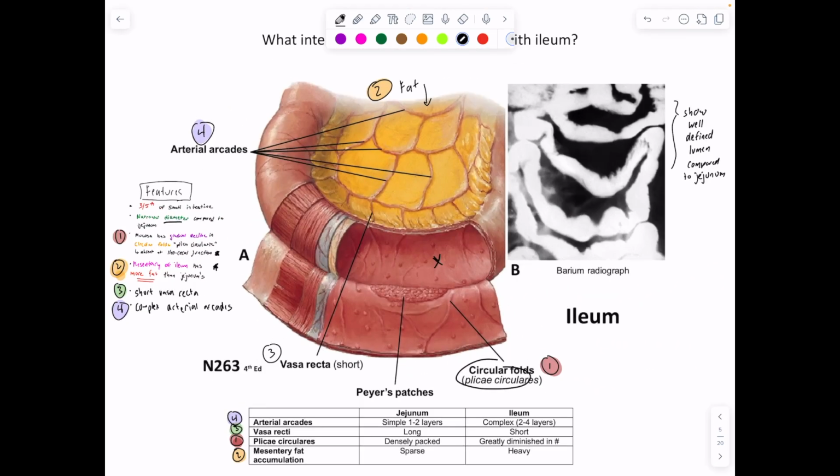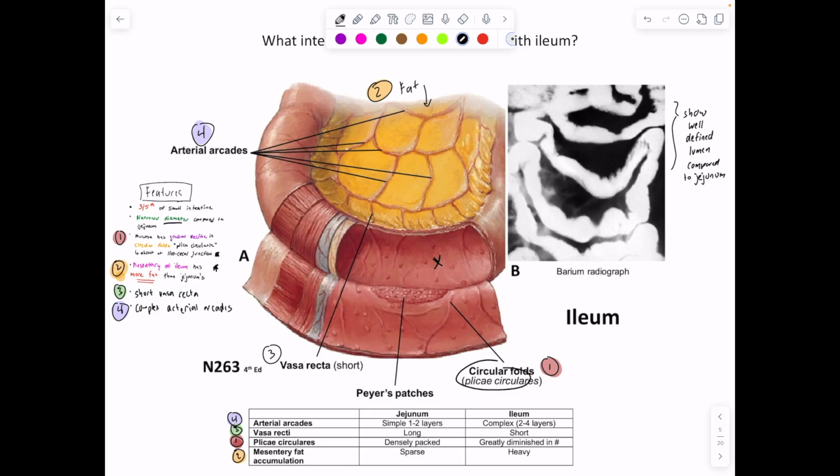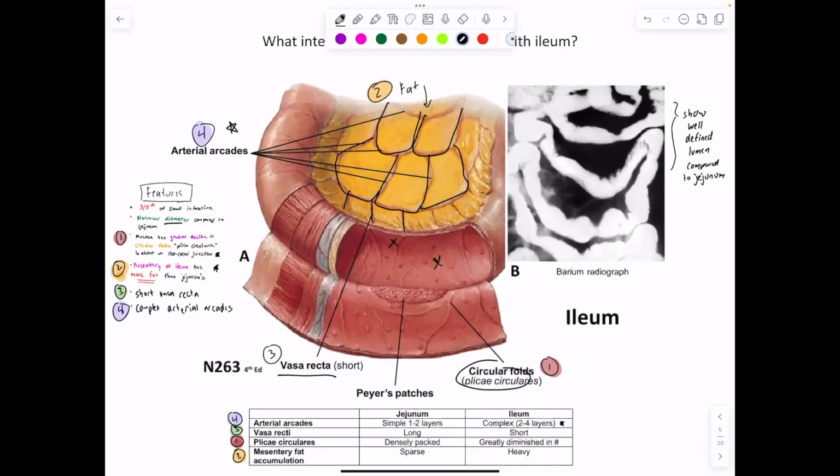And then we haven't talked about this yet, but with the arcades, branches of the superior mesenteric artery give off these arcades, which you can see here, and for the ileum, they're relatively complex, in the sense of simple versus stratified, like simple squamous, single layer versus stratified. So we can say that these are almost stratified, and then they end in these short straight arteries called the vasa recta that go directly to the walls of the ileum or jejunum. But specifically for the ileum, you have these complex 2 to 4 layers of arteries from, again, branches ultimately from the superior mesenteric artery.